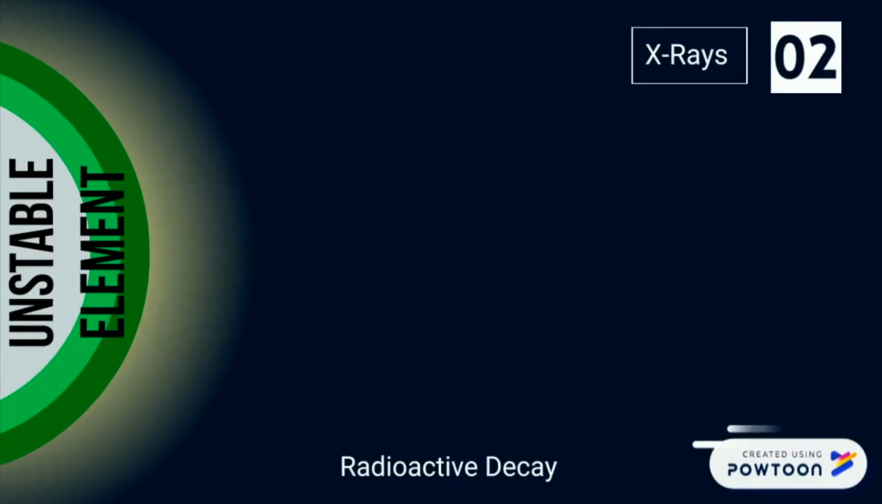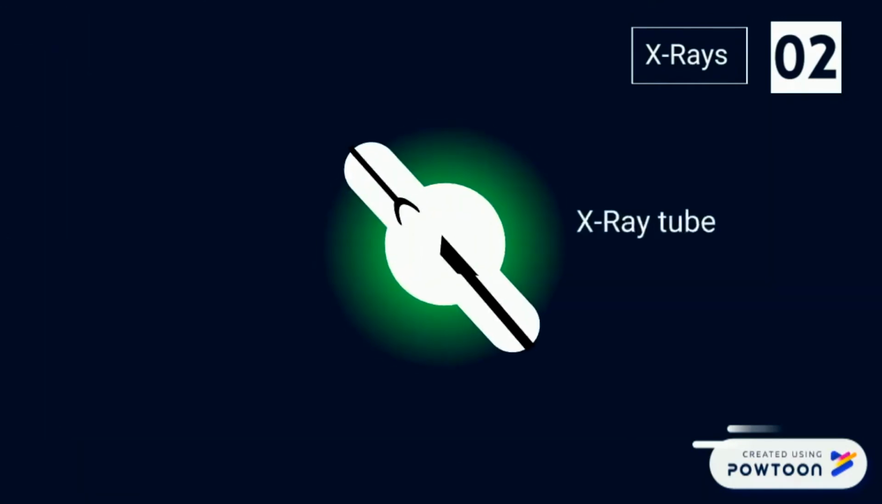The second type of ionizing radiation is from X-rays. X-rays are photons like gamma rays and can be emitted from radioactive decay, but they are most commonly created in X-ray tubes that can cause the release of excess energy as photons.